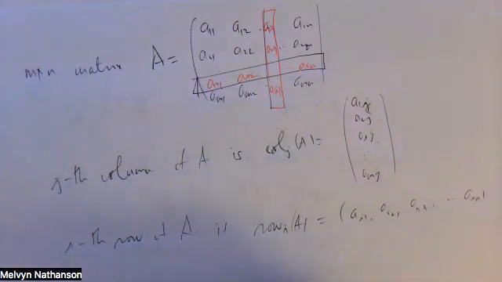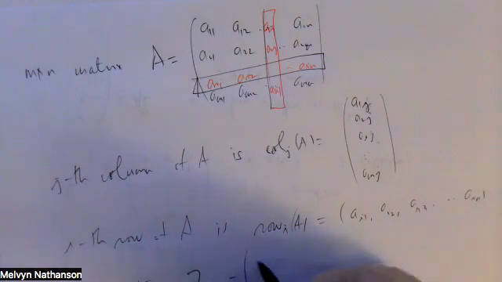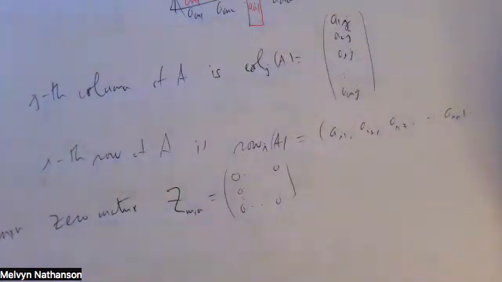What you might call the zero matrix Z, the m by n zero matrix Zmn. It's just the matrix where all the coefficients, all the coordinates are zero. And it's an m by n matrix, but everything in it is zero.